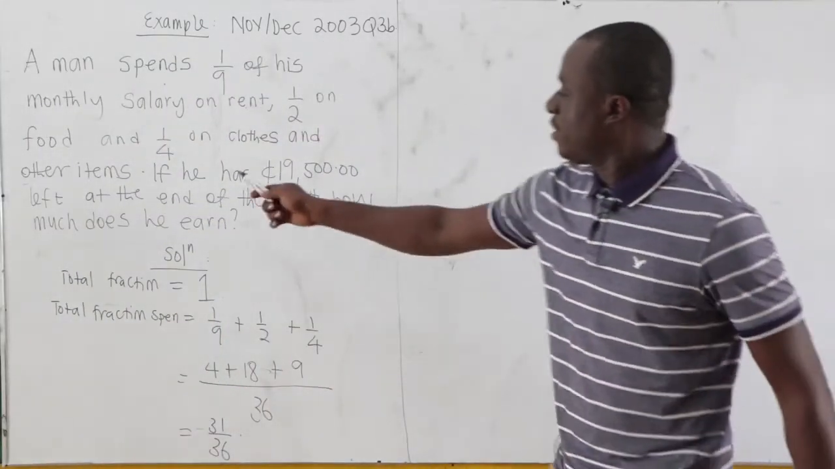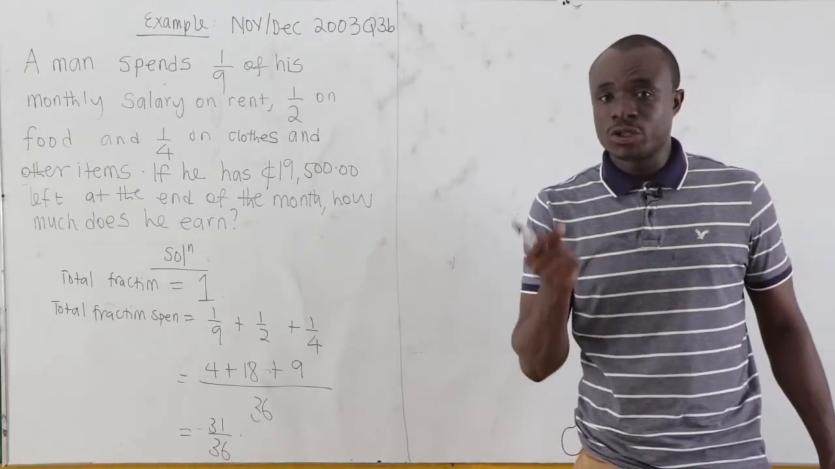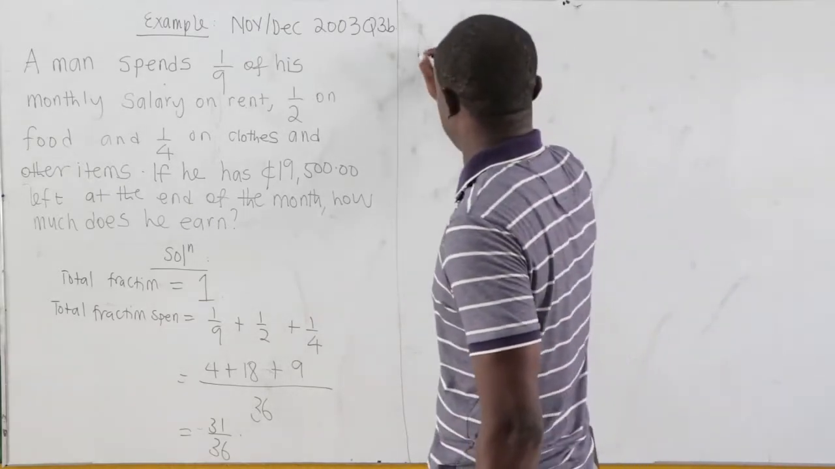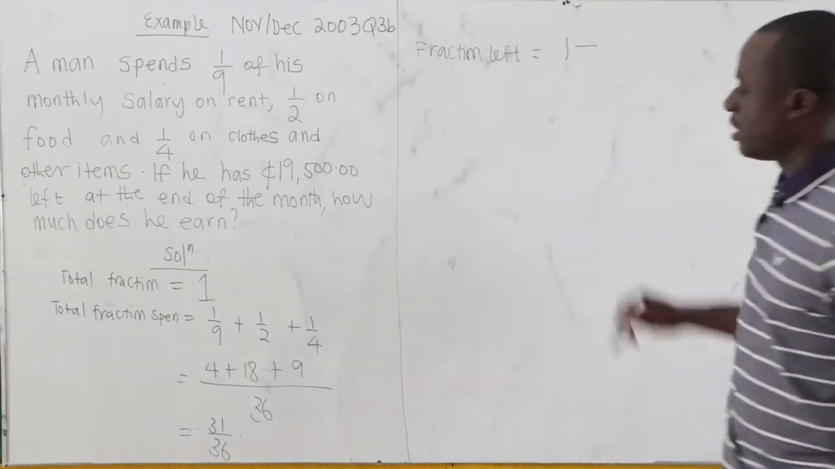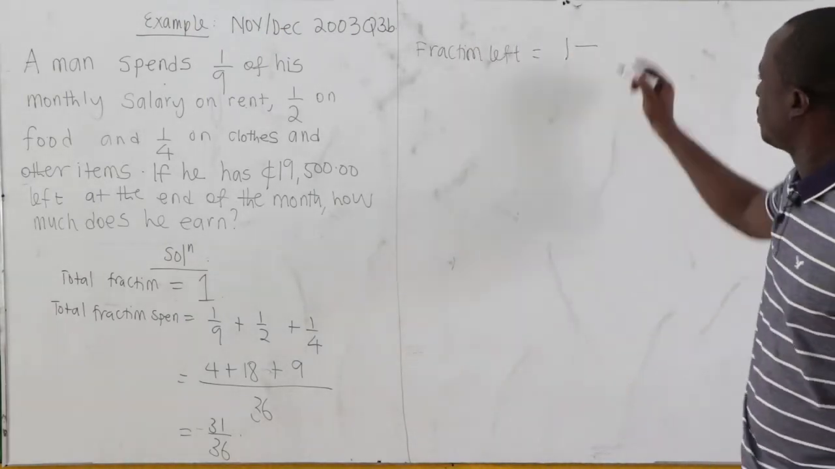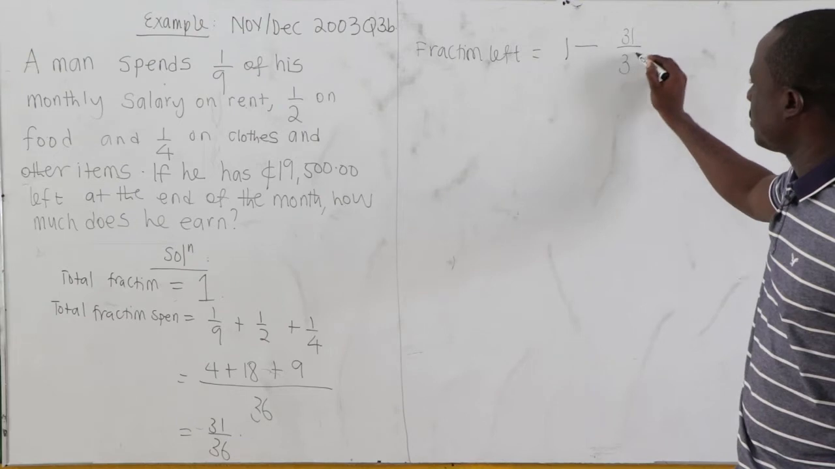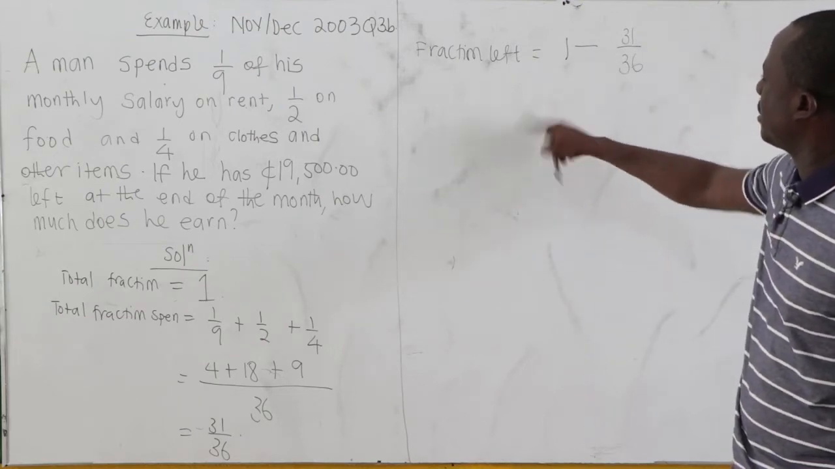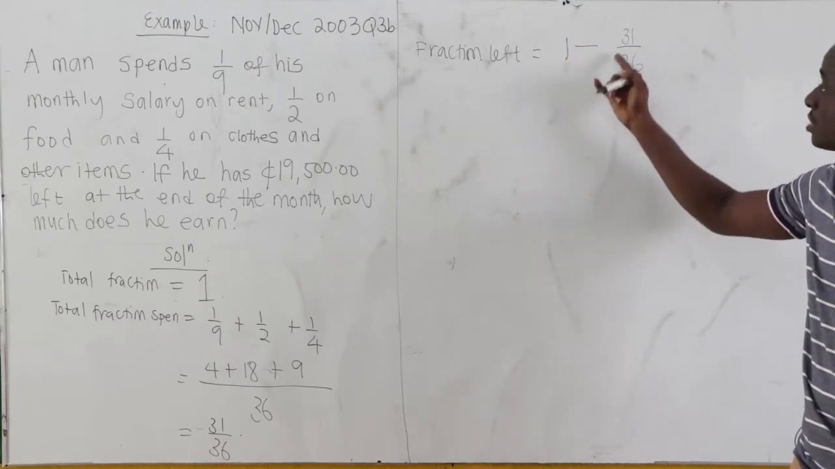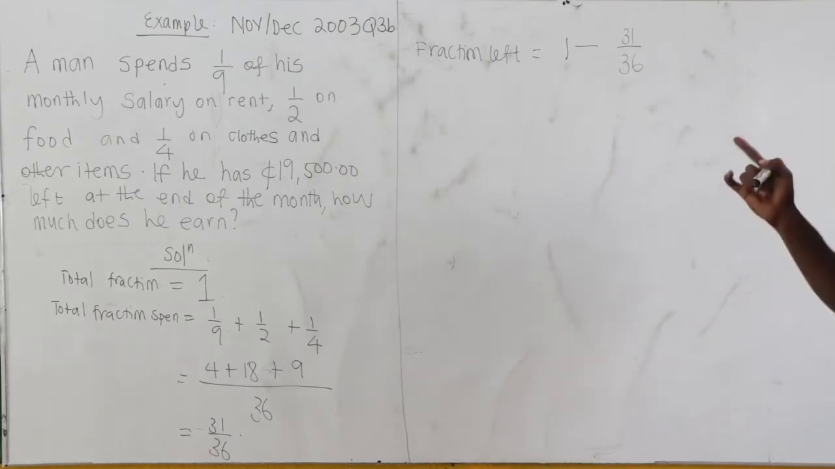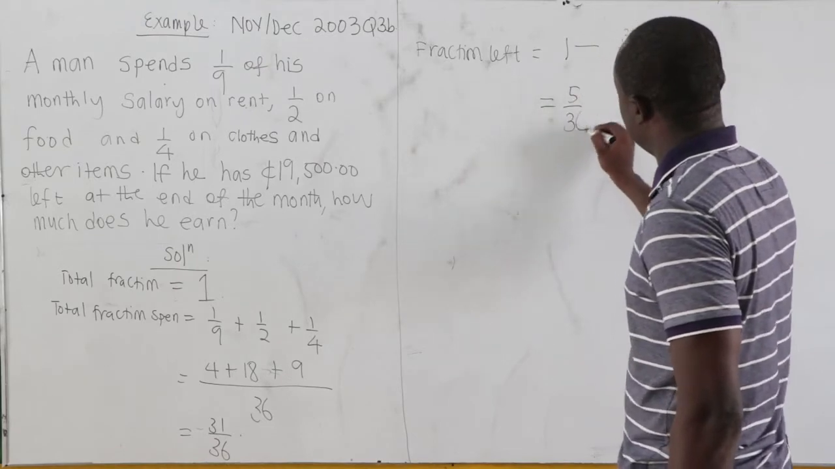Now we are being told that he has 19,500 cedis left, so it means that the fraction left will correspond to the amount left. So let's see, what is the fraction left? Fraction left will be 1 minus the fraction spent, which is 31 all over 36. Here we can make 1 as 36 over 36, because the denominator is 36, and this will give us 5 over 36.